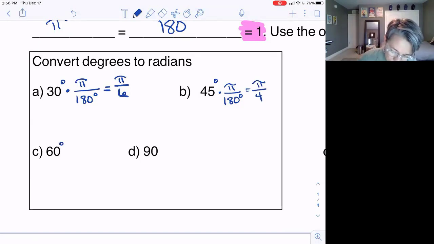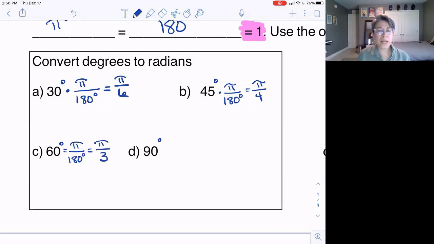60 degrees, same thing, multiplied by pi over 180 degrees. 60 goes into 180 3 times, so that leaves us with pi over 3 radians. Last but not least, 90 degrees multiplied by pi over 180 degrees. And that will give us pi over 2 radians. So notice all of the degrees would divide out because those are on top and the 180s are on the bottom.